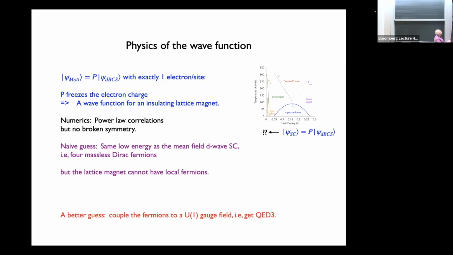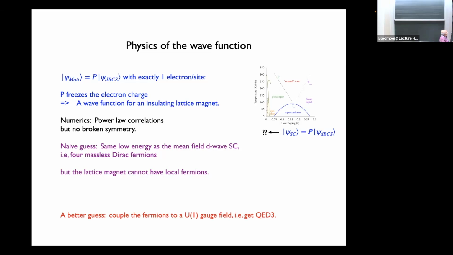So the projection with 1 electron per site, the projection freezes the electron charge completely, right? We have thrown out any sites with 2 electrons, any states where there's 2 electrons per site. The projection ensures that I have exactly 1 electron on each site, and then the charge is no longer a degree of freedom. So anything that's left is the spin. So there's some wave function for an insulating lattice magnet on the square lattice.